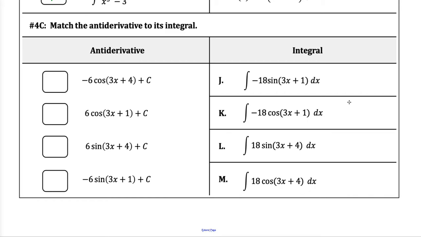J, K, L, or M? I did J. You did J already? Oh, wow. Overachiever. What'd you get? The second one on the left. Okay, so what's the derivative?